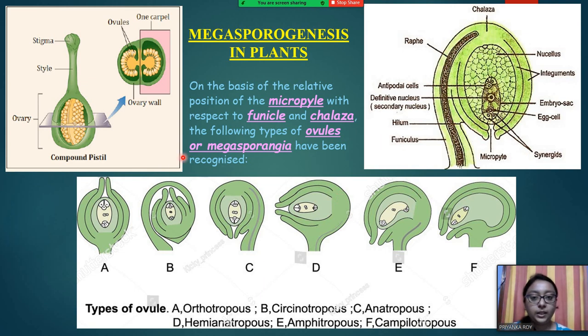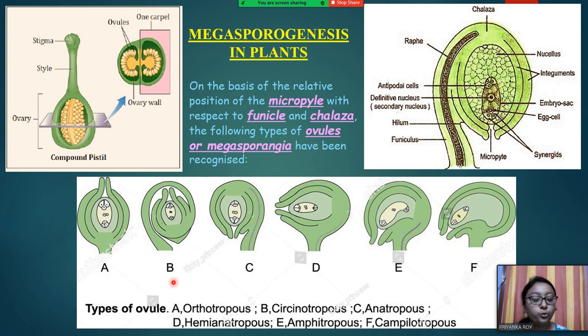So, like I was saying, the ovules are of the following types. The first one is the orthotropous, where the micropyle and the funicle, which is the attachment of the ovule with the ovary, are in a single line. So the chalaza is this part, and the micropyle and the funicle lie in a single straight line.